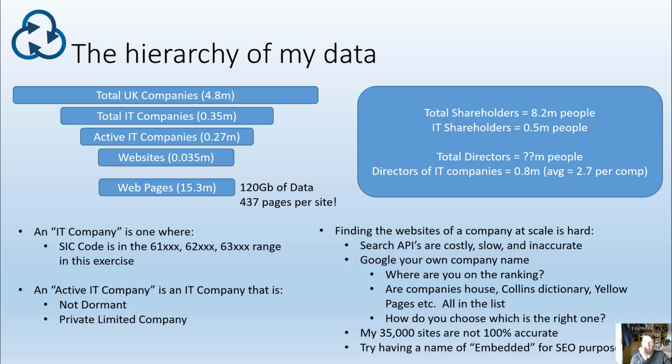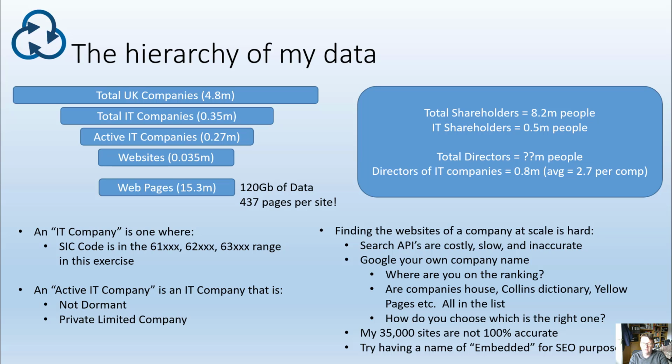Just on the people involved, in total in the UK there are 8.2 million people who are down as shareholders. That's not a discrete number, that's a total number of shareholders, so there might be some duplicates in that. And in IT companies it's about 500 million people. So, round numbers, it's about 1.5 shareholders per company.